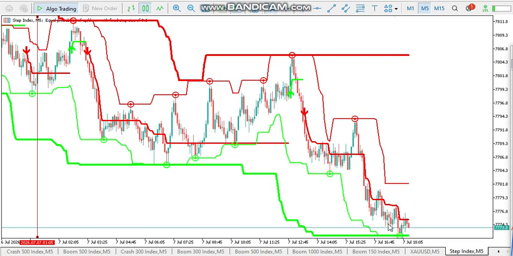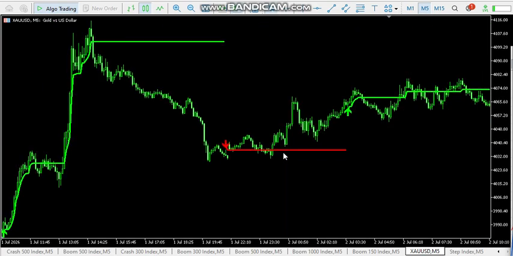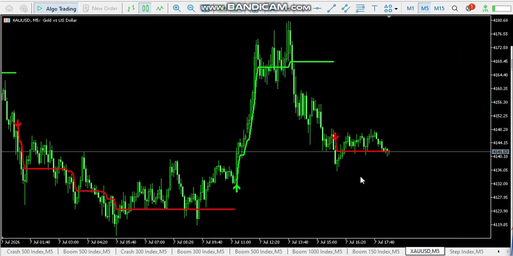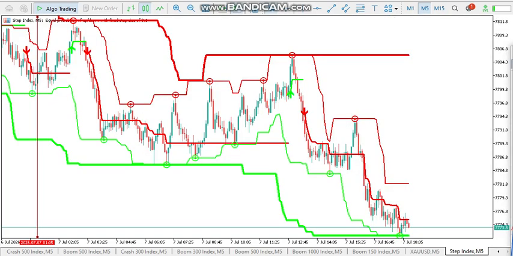So if you have this particular indicator, it will help you catch a lot of profits in trading Boom 300, Boom 500 and Step Index. Just today alone it has been a massive profit. And I also showed you how this indicator works on our gold. It works massively on our gold. So if you are trading gold also, you can apply this indicator and it's going to help you catch your daily profits every single day. So that is how this indicator works.